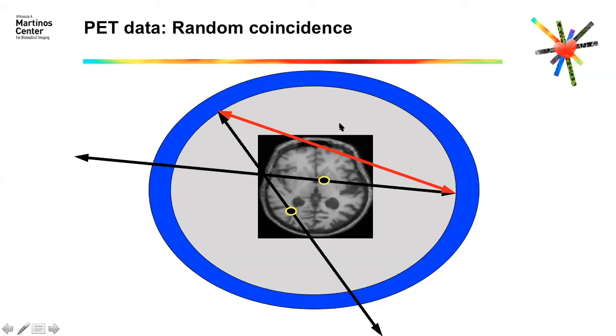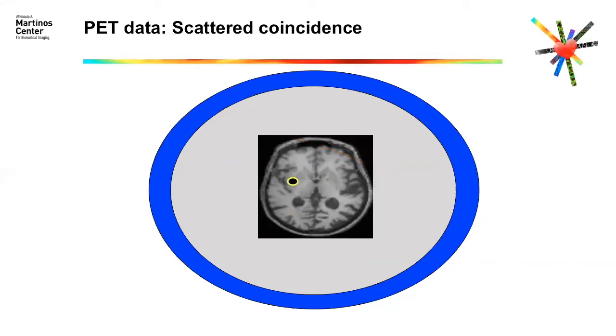If they are not hitting the detectors at the same time, they will be called single events, and we will record the single events, but we will discard those events because we don't want to process them. Okay, so that's the random events.